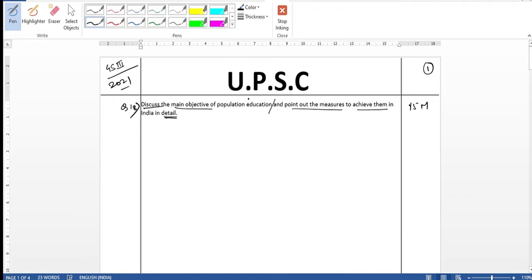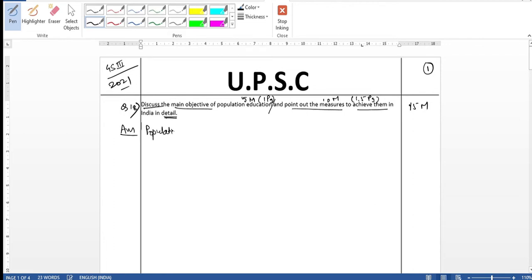We'll be writing the main objectives for 5 marks, and for the remaining 10 marks we'll be writing this. Ideally this should be about 1.5 pages and this should be about 1 page. So a 2.5 to 3 page answer would be enough for this part, right? So discuss the main objective of population education. Okay, answer.